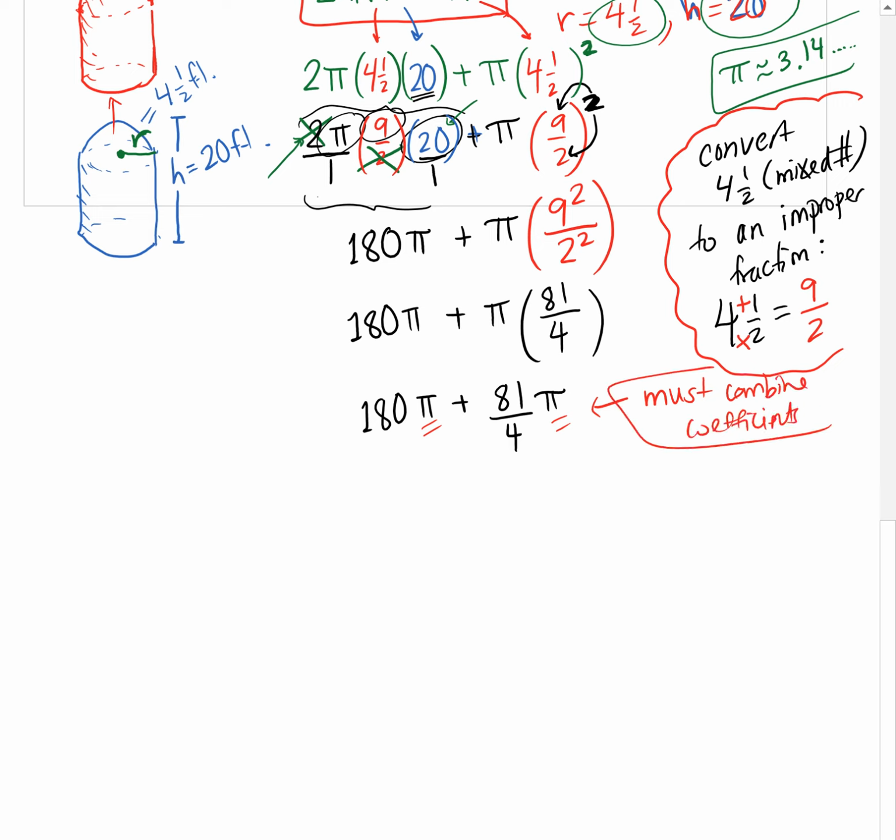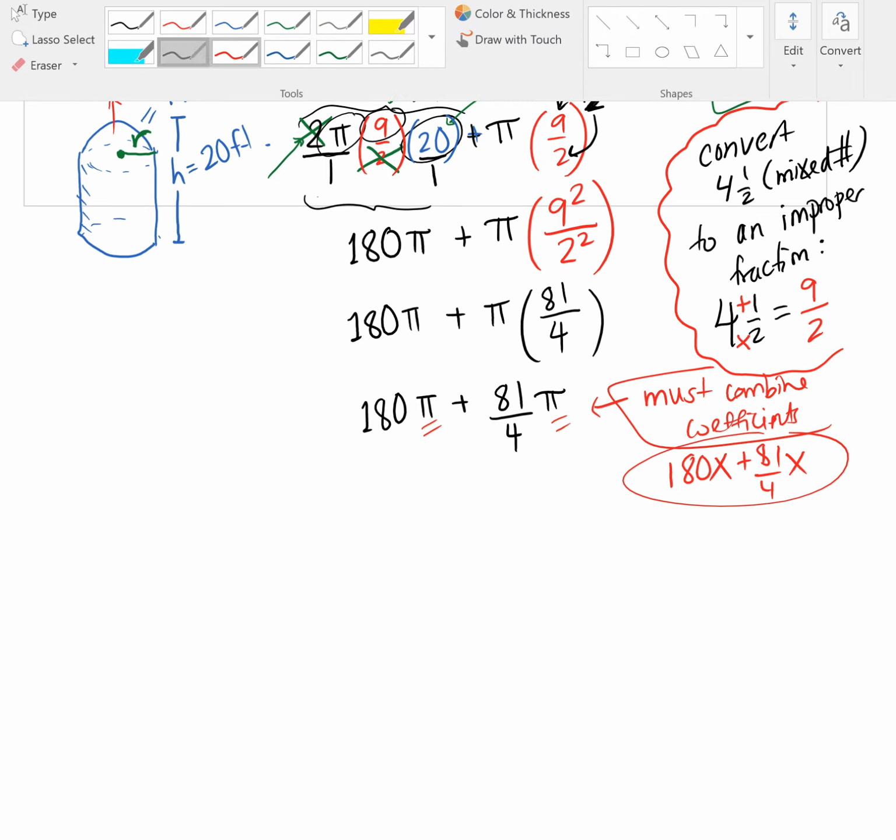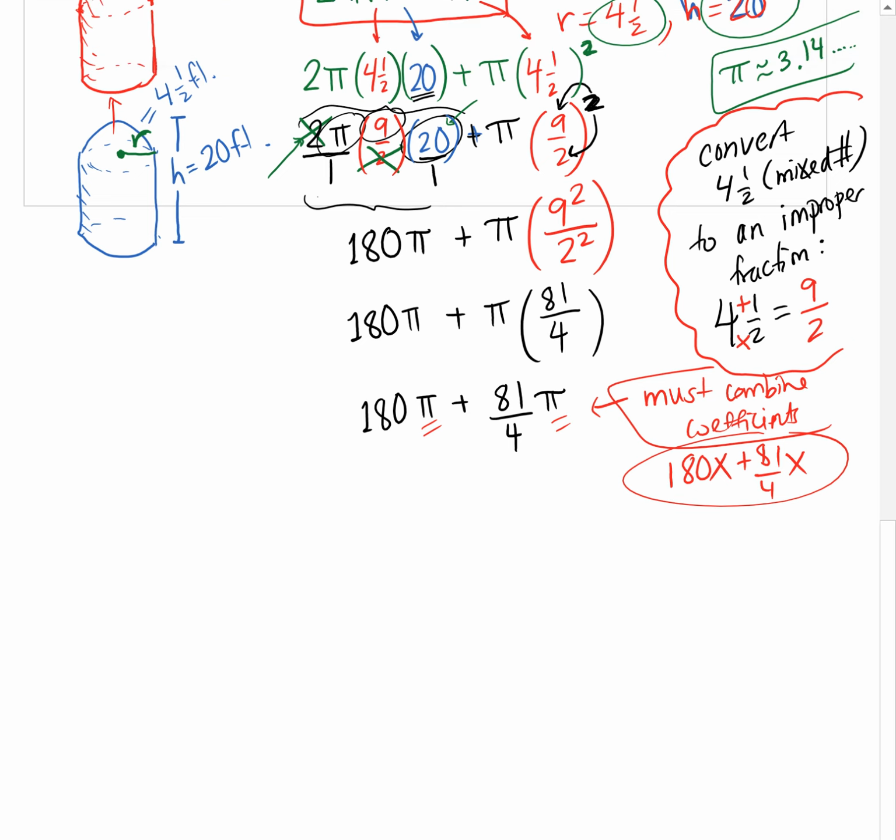So this is almost like, what if you had 180x instead of a pi, plus 81 over 4x. Those would be like terms. You'd have to add, what's 180 plus 81 over 4? Anyway, so this one is similar. It's just going to add 180 and 81 over 4. That might be something you want to think about over here. What's 180 plus 81 over 4?